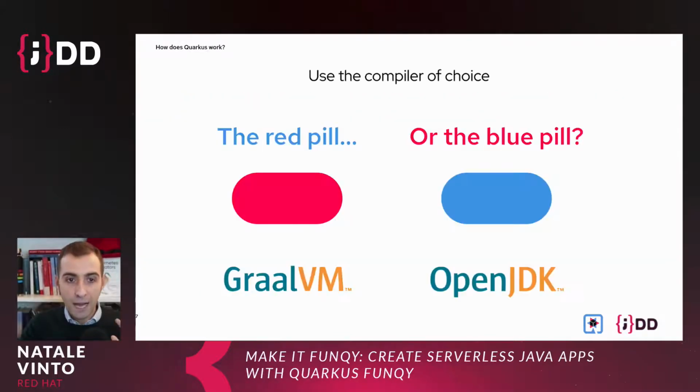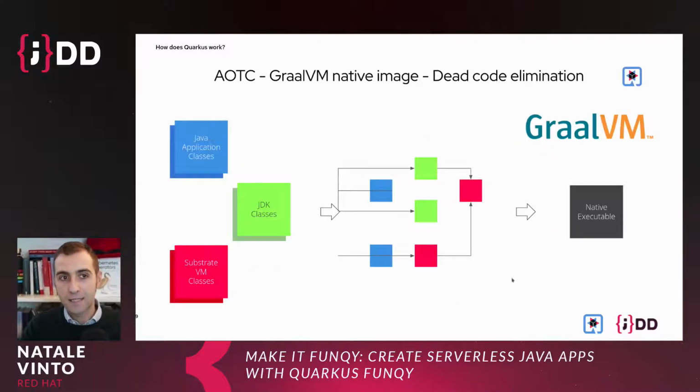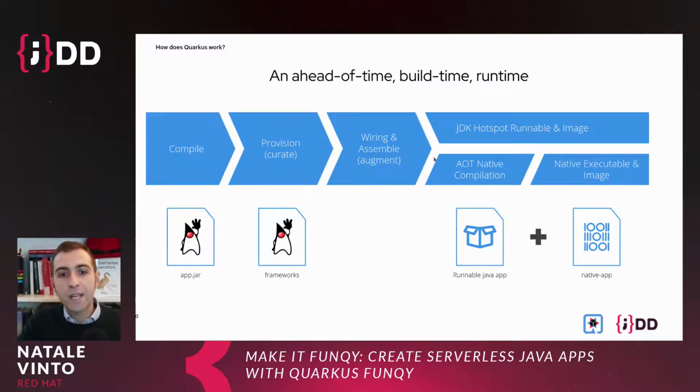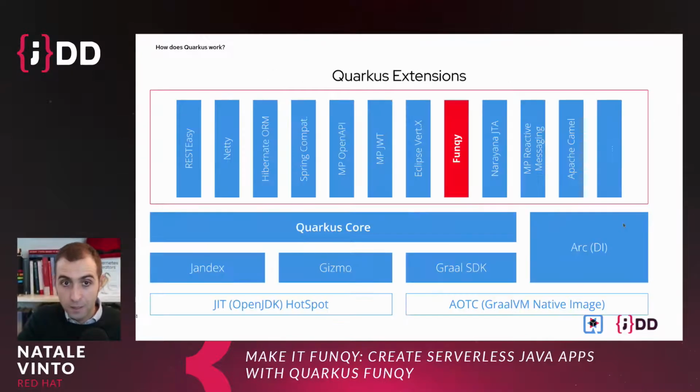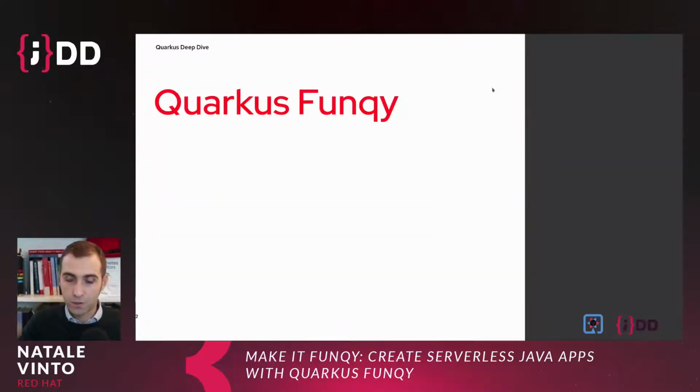So after this, we can decide to go and use native Quarkus compilation on GraalVM or JDK. It's up to us. Or of course, some optimization for the GraalVM native image. We will see how it could be made automatically in Quarkus Funqy. And so we have the chance to select a runnable Java app or a native app. The Quarkus ecosystem is composed of many extensions. Today, we're going to talk about Quarkus Funqy. It's one of the extensions enabling serverless workloads.